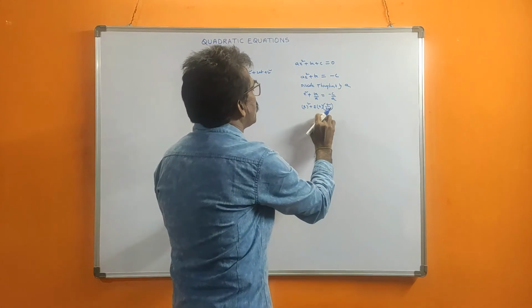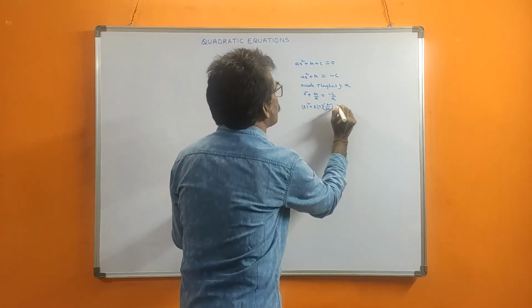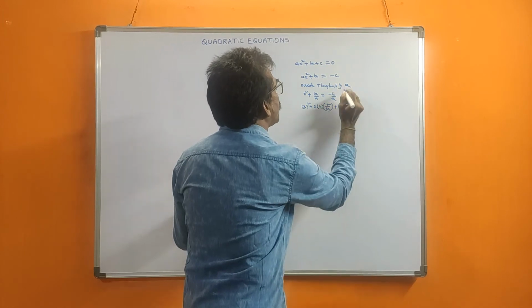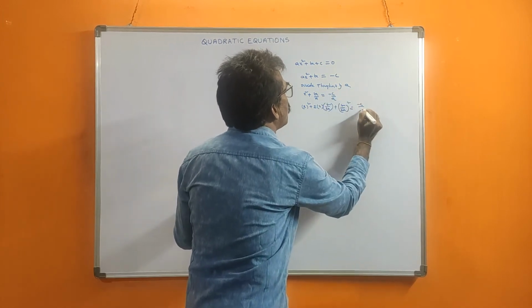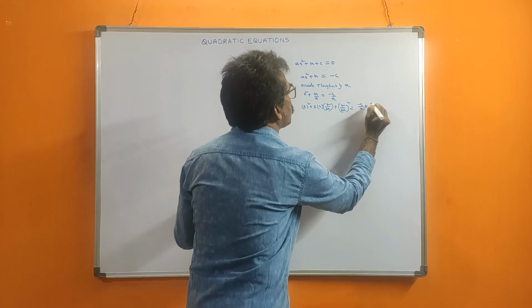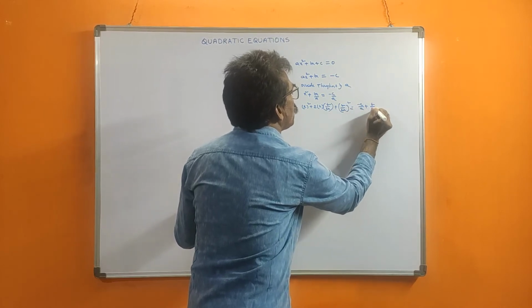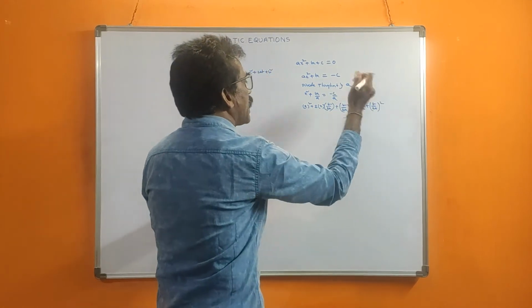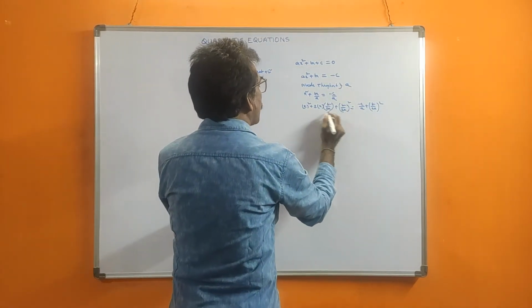If you write like this, then what should we add? The b square term. So b by 2a, b square term adding. So this side also we should add the b square term: minus c by a plus b by 2a whole square. Only the b by 2a whole square term we are adding. Now this becomes a perfect square.